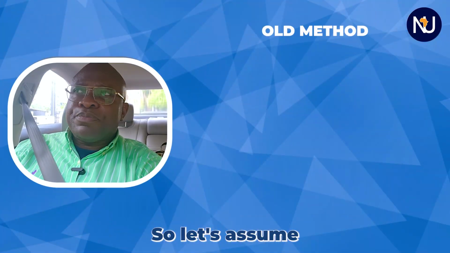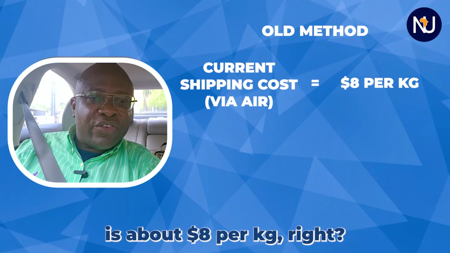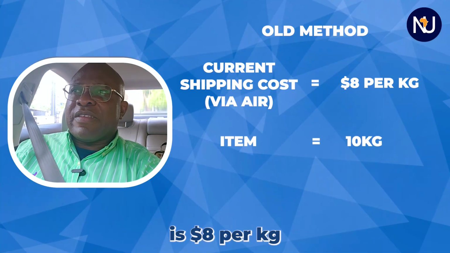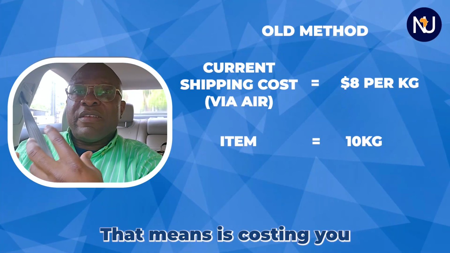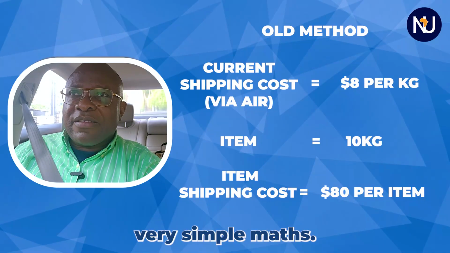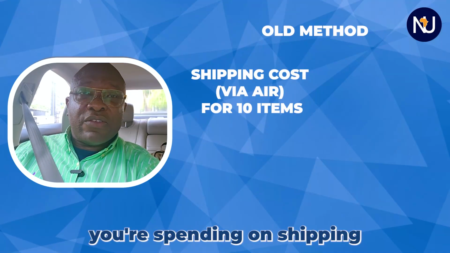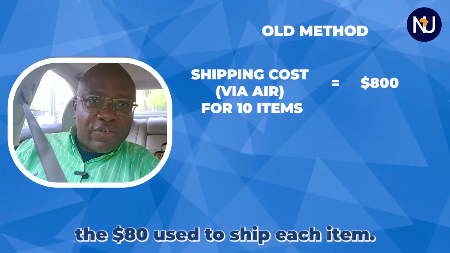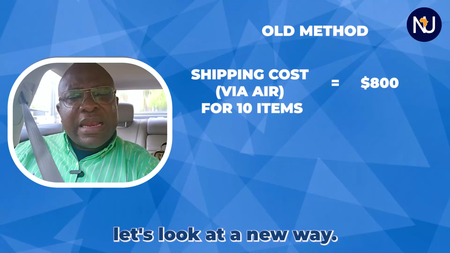So let's assume your current shipping cost via air is about $8 per kg, right? And each item weighs 10 kg, right? So your shipping cost is $8 per kg via air. It weighs 10 kg. What does that mean? That means it's costing you about $80 to ship each item. Very simple maths. Now, if you ship 10 items every month, then the total cost you're spending on shipping every month is $800. 10 items times the $80 you used to ship each item. So that's $800, right? Now, let's look at a new way.